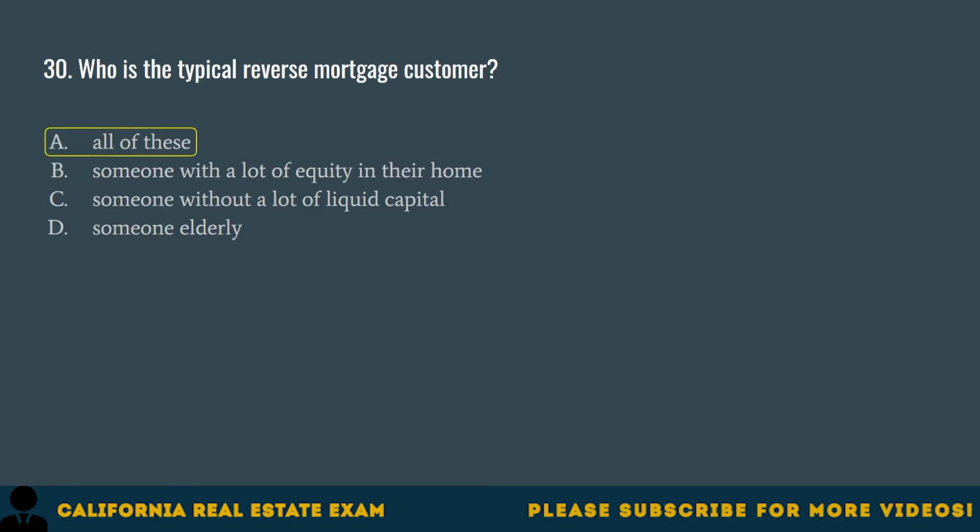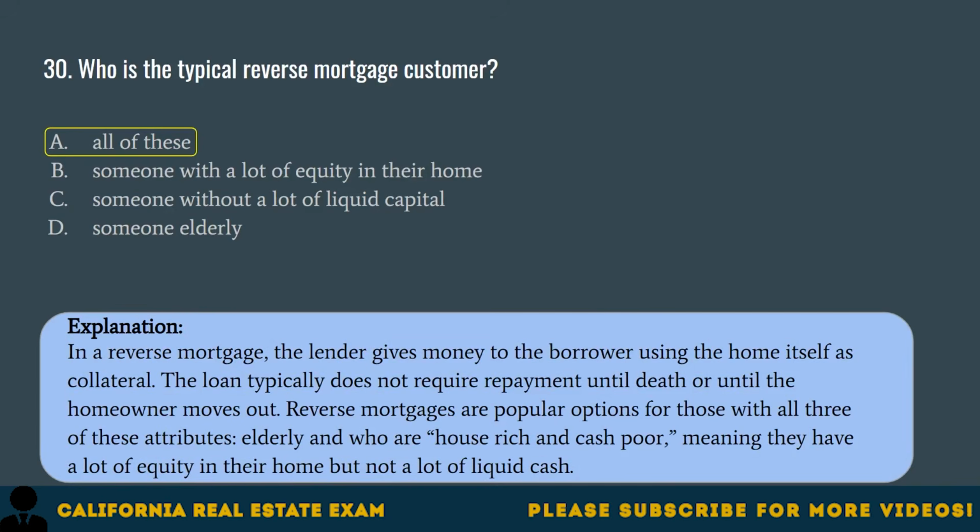All of these. In a reverse mortgage, the lender gives money to the borrower using the home itself as collateral. The loan typically does not require repayment until death or until the homeowner moves out. Reverse mortgages are popular options for those with all 3 of these attributes: elderly and house rich and cash poor, meaning they have a lot of equity in their home but not a lot of liquid cash.